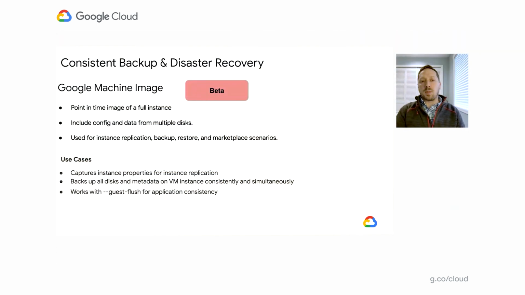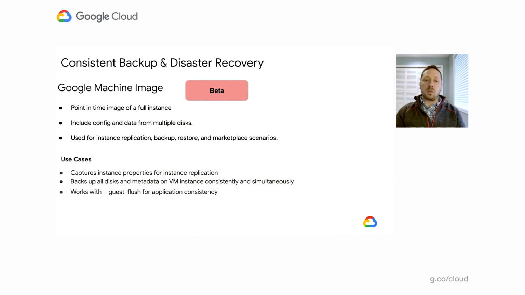Another feature in this same category is Google Machine Image. This is now in beta, so this is available for anyone to use. Google Machine Images, sometimes called GMIs, provide a point-in-time image of a full instance. So that means VM configuration and data from multiple disks. So if you're running a workload on a VM and the data on multiple disks that are attached has some sort of dependency on one another, let's say data as well as the transaction logs for that data that should be kept in sync, when the Google Machine Image is captured, it's captured consistently and atomically.